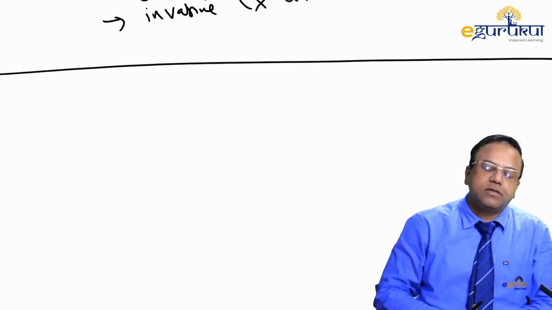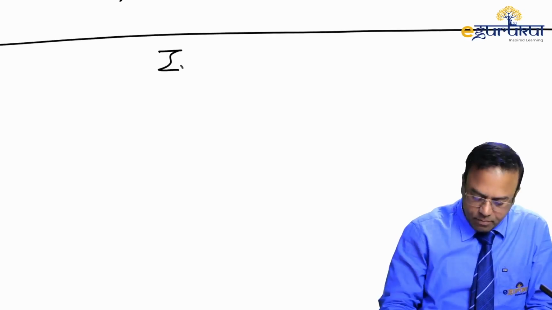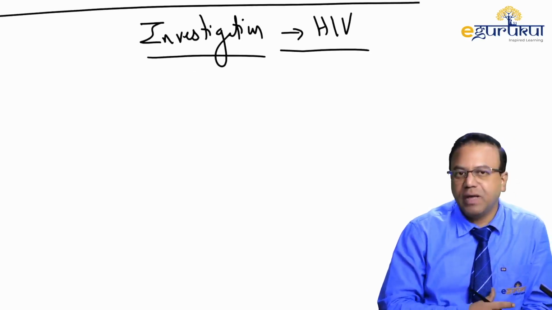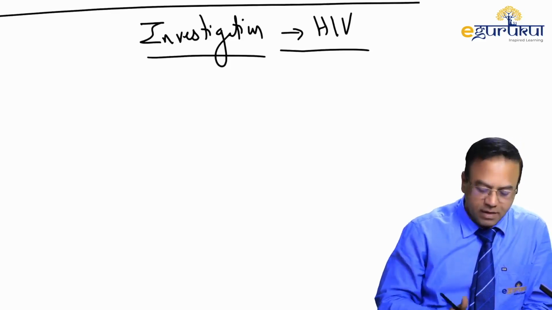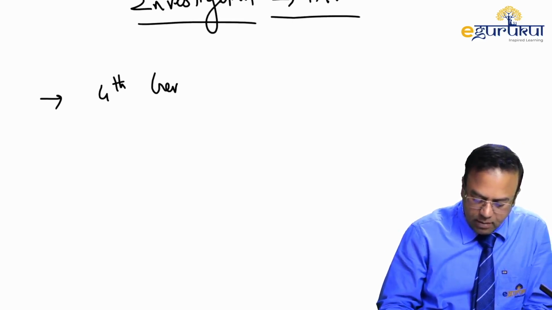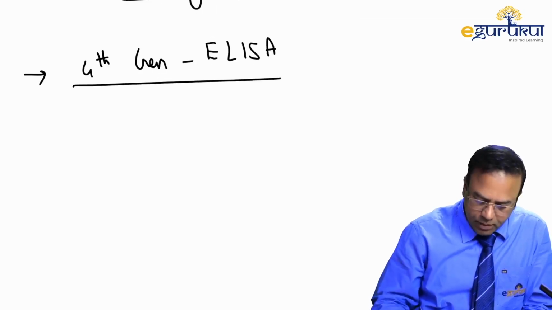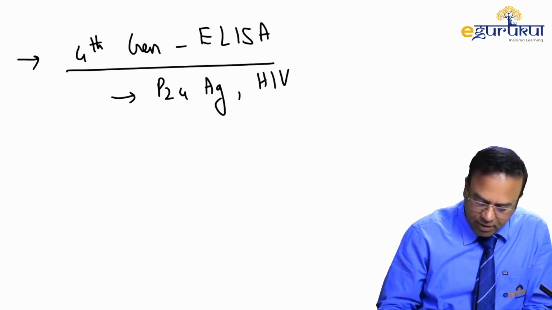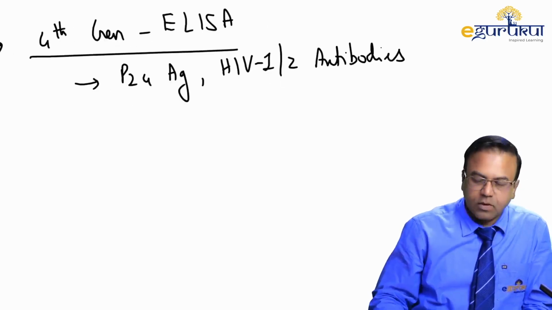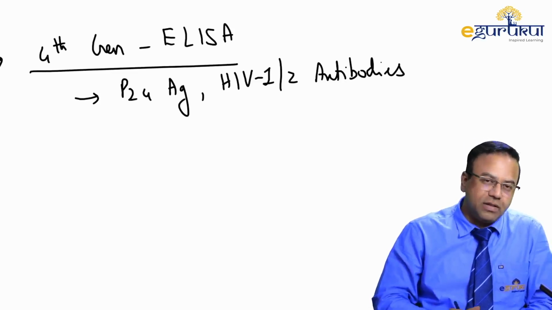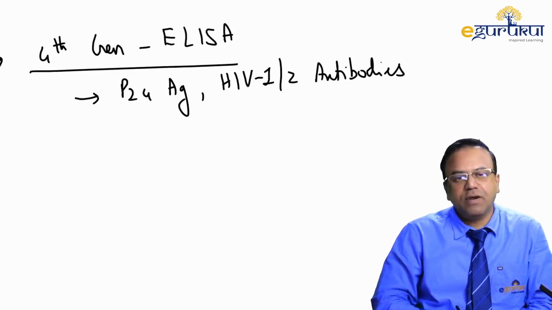The next step is, how do we investigate HIV? In a patient suspected to have HIV, we discussed already what are the red flags that alert us that the patient could be having HIV. Now, once you're suspecting HIV, how do you investigate? The current investigation recommended for HIV is a 4th generation ELISA test. This 4th generation ELISA actually tests for the P24 antigen, and it also tests for the HIV-1 and 2 antibodies. So this is the current standard of testing now. You do a 4th generation ELISA, that is, it tests all three things at the same time.